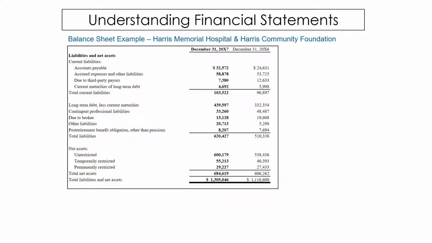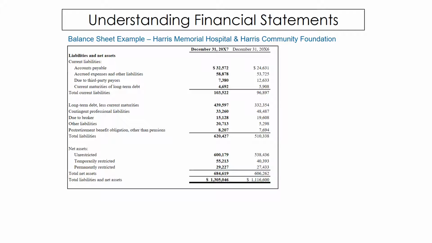Then we go to our long-term debt, this is our non-current liabilities. So we get into our long-term debt minus the piece up here, minus this $46.92 up here that we just discussed. We have contingent professional liabilities of $33,000. We owe a broker for some service they provide, $15,000. We have other liabilities of close to $21,000, and then we have post-retirement benefits, obligations, and other pensions that are usually for employees that we owe way down the line, because it's post-retirement and they're still working, so they won't be collecting on it for a while.